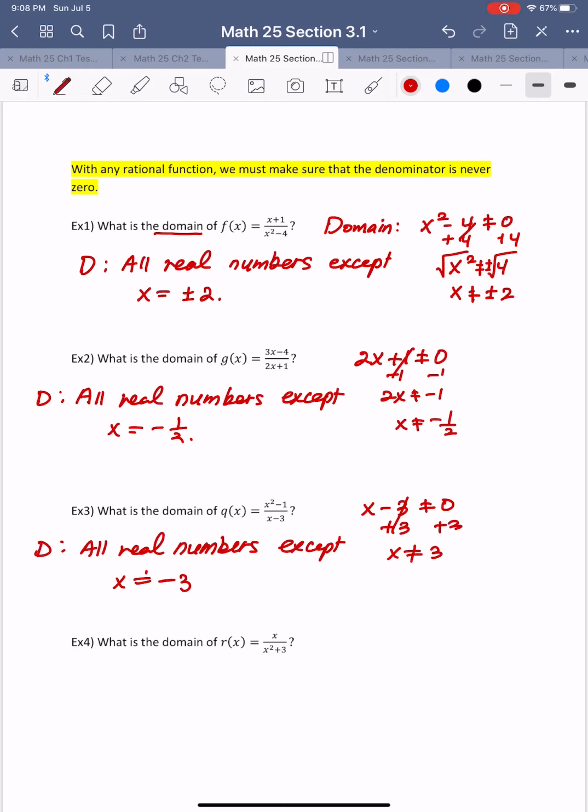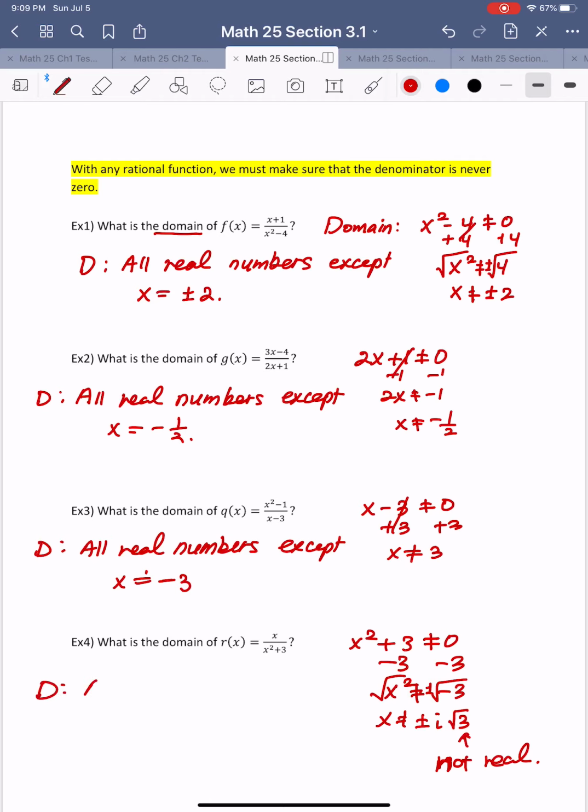Alright, for number 4, x squared plus 3 is not equal to 0, right? So subtract 3 from both sides, x squared equals negative 3. So x equals plus or minus, but there's a negative sign in the square root, which means you're getting an i, and 3 is not a perfect square. Which means this is not real. So it's okay, x is not going to be a real number anyway. So in this case, it's going to be all real numbers.